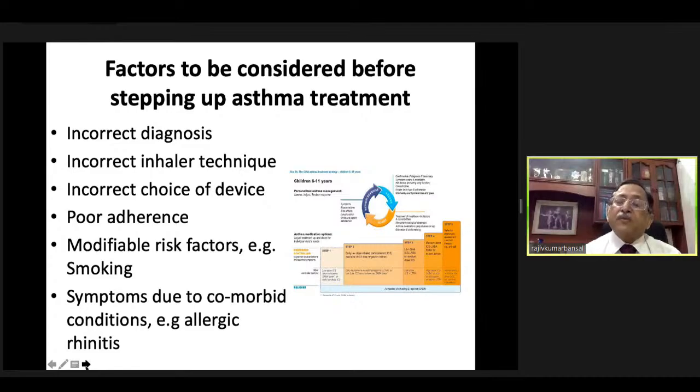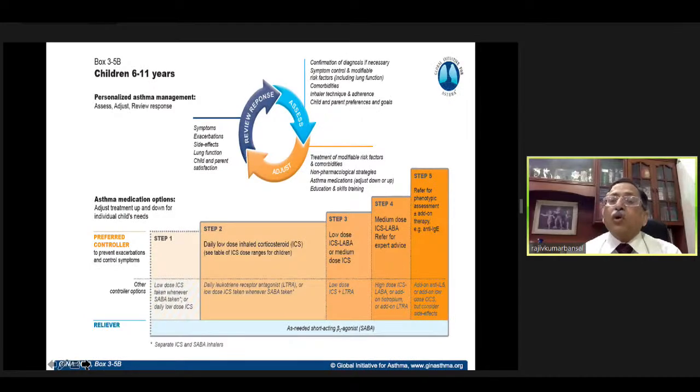The choice of the device should be appropriate for the age. We need to address poor adherence, if at all there is any. Modifiable risk factors, especially smoking inside the home. If they live very near a highway, the diesel output. And symptoms due to comorbid conditions like allergic rhinitis. If a patient has allergic rhinitis and that is not addressed, the patient might not be under control. So we have to give dual therapy because it's a united airway and both things need to be addressed at the same time.